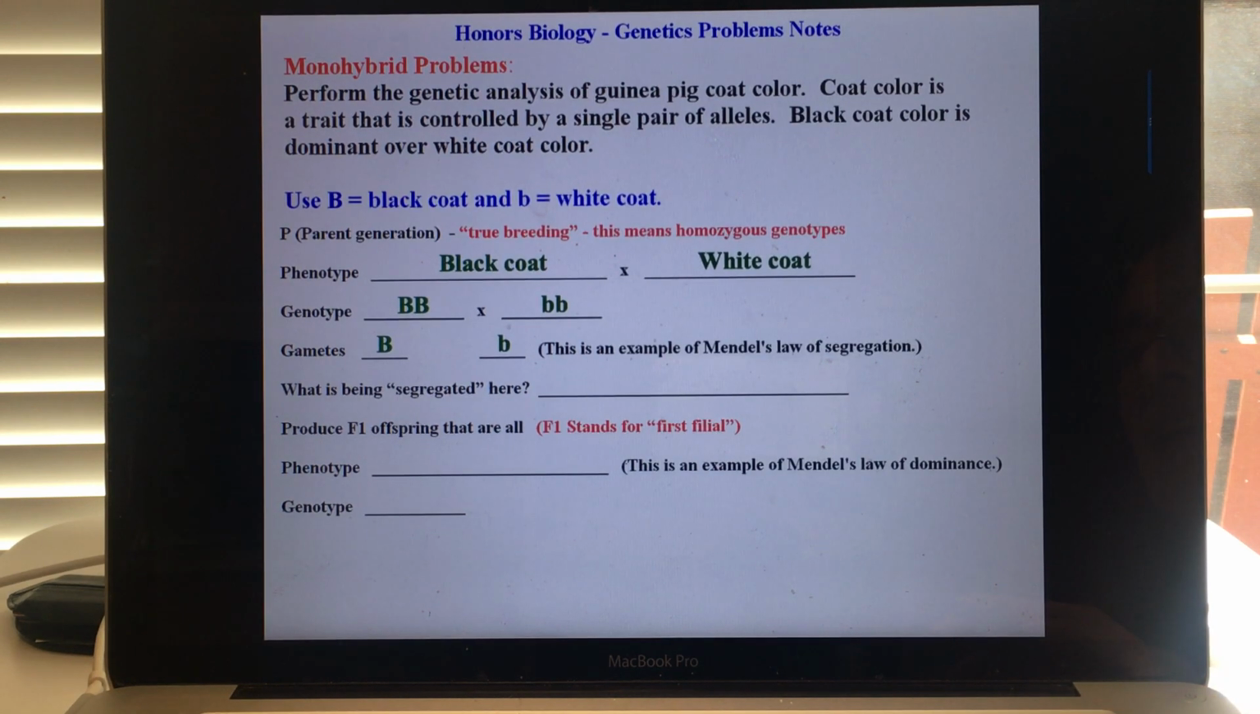So what is being segregated here? Alleles. Now, the next generation, if we crossed this black-coated guinea pig and white-coated guinea pig just by putting them in the same cage and waiting until they mated, the offspring of those two guinea pigs will be called the F1 generation, which stands for first filial. They would all have a black coat because of Mendel's law of dominance. Their genotype would all be big B, little b. You don't even need a Punnett square for this particular cross, because there's only one possible combination of alleles that could come together in the zygote.